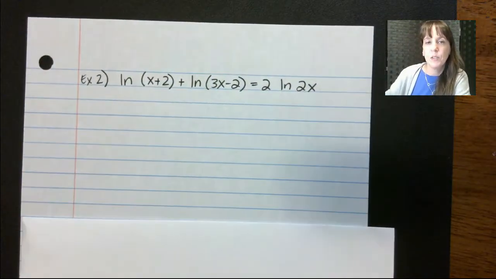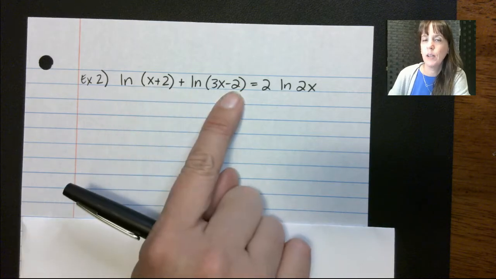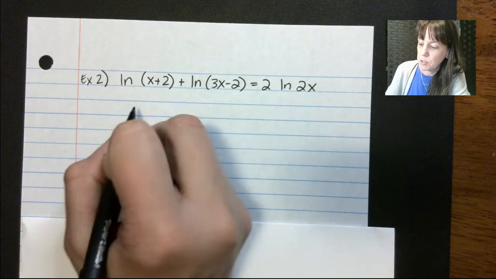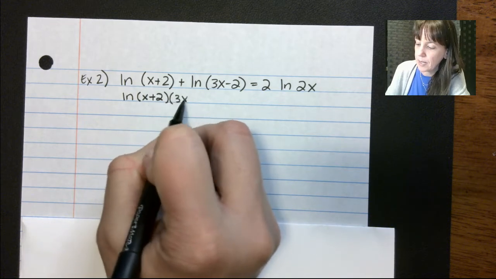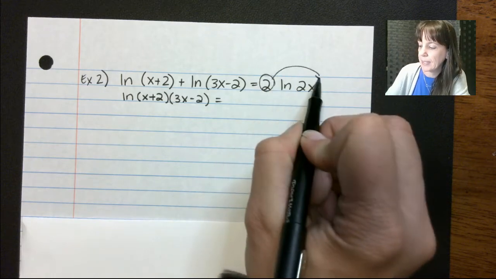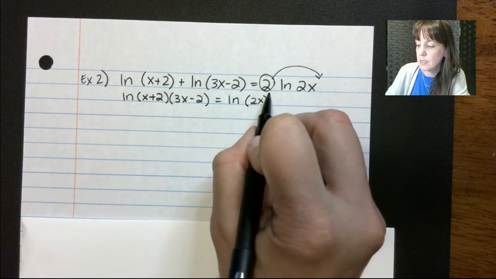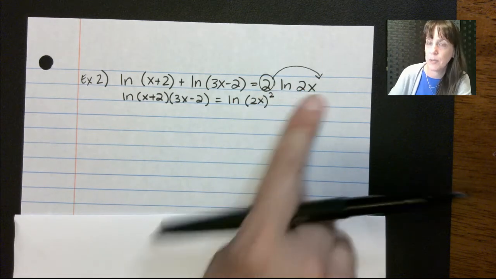Okay, for our second example, still log equals log, we have this one right here. Again, you'll see that we need exactly one logarithm on each side, and I have 2 here, so I need to use my rules to compress this down. Remember, addition means multiplication. So x plus 2 times 3x minus 2 equals. Also remember that if we have something in the front here, it gets booted to the back. So this becomes natural log quantity 2x to the second power, because I took that 2 and booted it to the back. Notice I used parentheses here because it applies to both the 2 and the x.